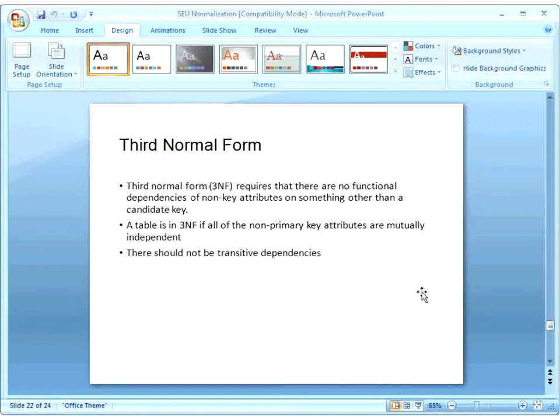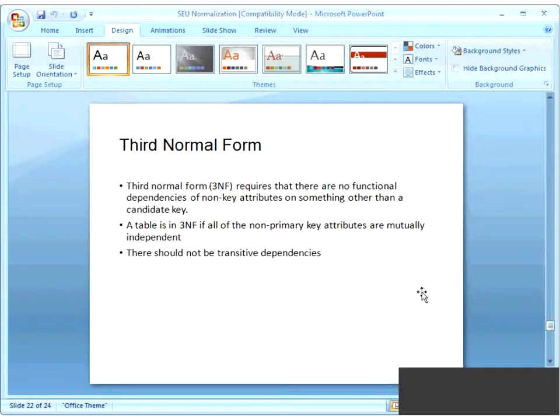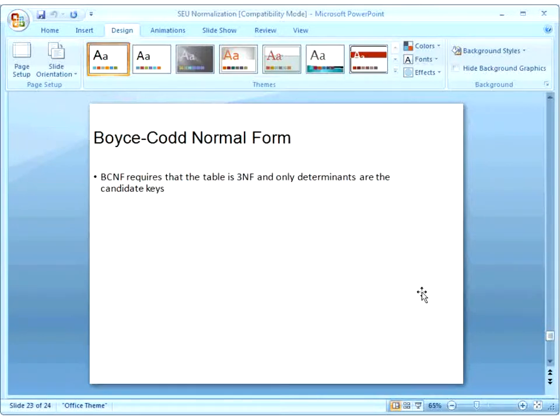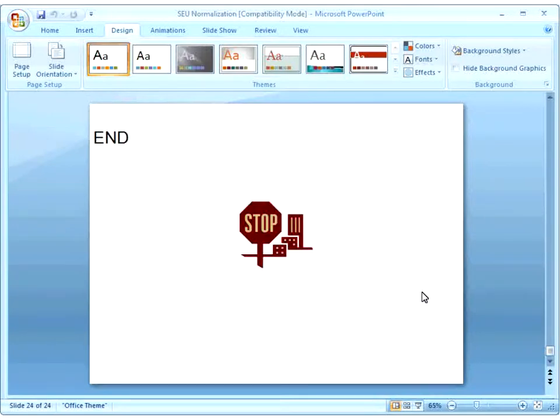Now, let's talk about third normal form, which requires that there are no functional dependencies of non-key attributes on something other than a candidate key. Non-key attributes means the attributes which are not candidate keys. A table is in 3NF if all of the non-primary key attributes are mutually independent. They are not depending on someone else. If they are depending, it is called transitive dependency, and if it is not there, then we can say that there is no transitive dependency.